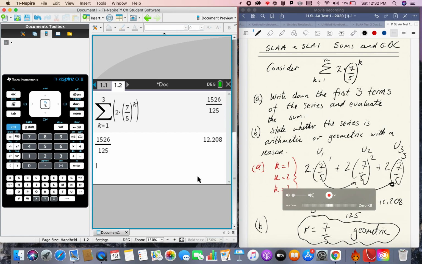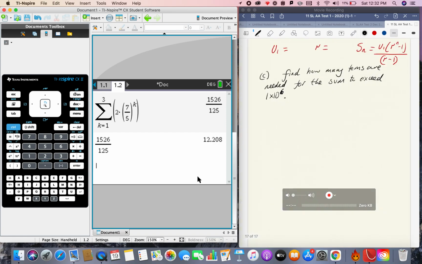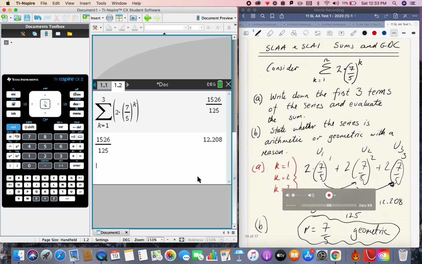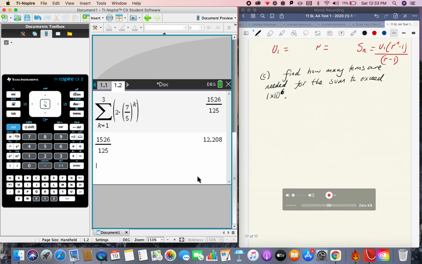Alright then, so let's move on to the last part, which is here. Find how many terms are needed for the sum to exceed 1 times 10 to the 6. Well, look, we can go back to here and see that the first term is 2 times 7/5 to the 1, so that's 14/5. We know that r equals 7/5, and we want the sum to exceed 1 times 10 to the 6.